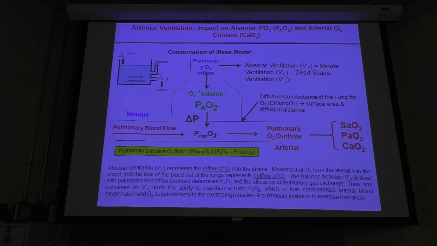So, the idea here then is that matching alveolar ventilation and pulmonary blood flow to maintain or result in an elevated alveolar PO2 is very important to facilitate oxygen exchange and maintain a sufficient rate of oxygen delivery to the peripheral tissue, which again is a function of muscle blood flow and arterial oxygen content. So it's really influencing the extent to which we're impacting arterial oxygen content.